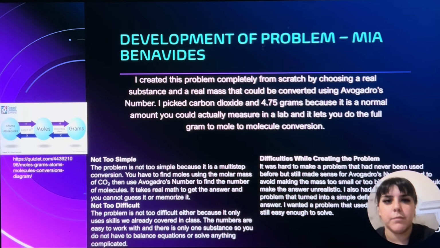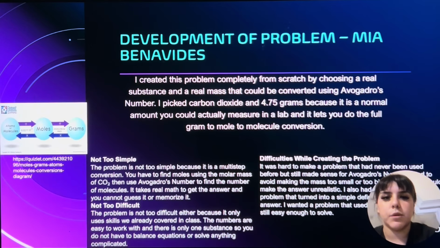Development of problem. I made this problem from scratch by choosing a real substance and a realistic mass that could be converted with Avogadro's number. I used carbon dioxide and 4.75 grams because it is a normal lab amount and lets you do the full gram to mole to molecule conversion. It's not too simple because it is a multi-step problem.